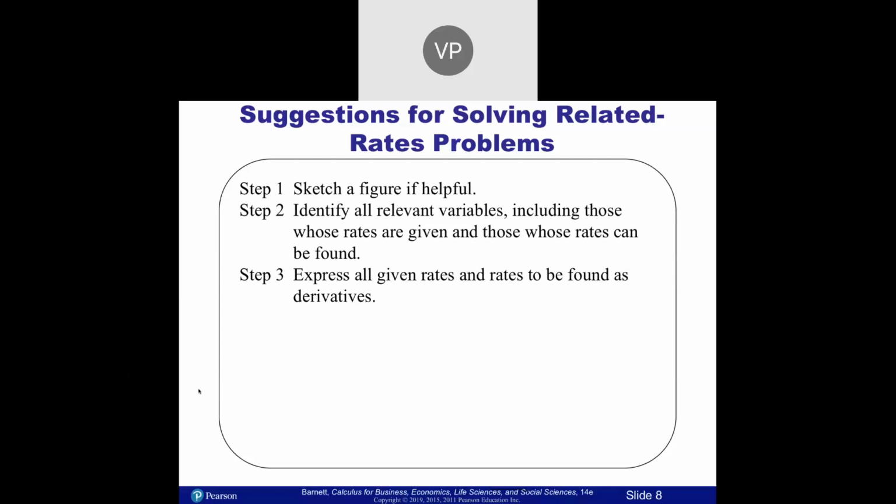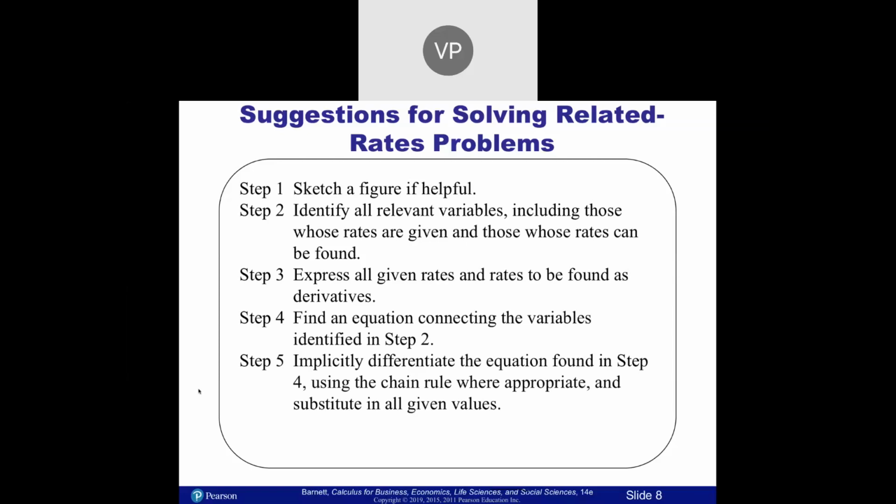Then we express all given rates, and rates to be found, as derivatives, so that's where you're actually finding the derivative. Then get the equation and find the derivative of that equation. That's what we're doing here, and then you plug in values and solve. So again, this is a good one to pause the video, screenshot if you need to, or download this PowerPoint so you can have it next to you when you're doing these homework problems to help you out.